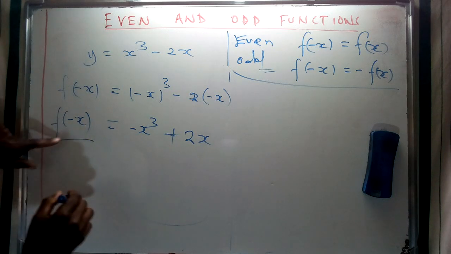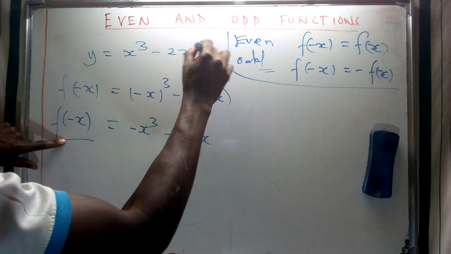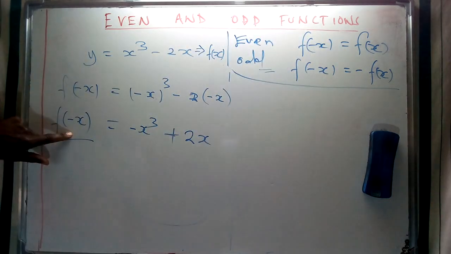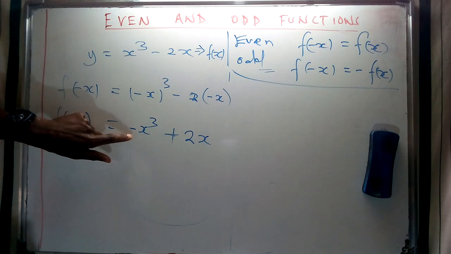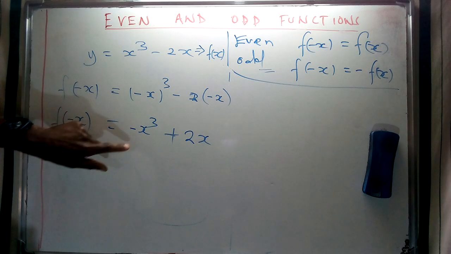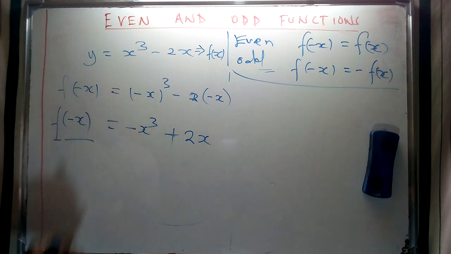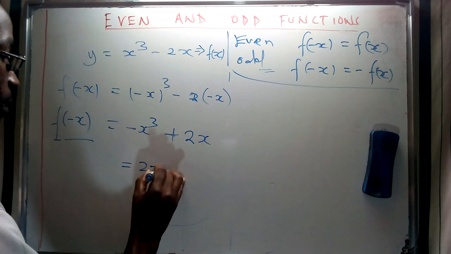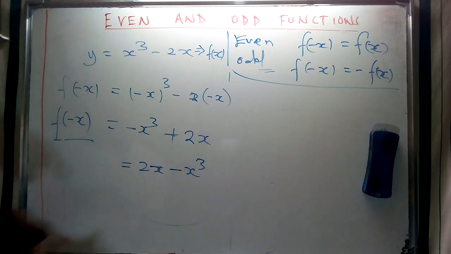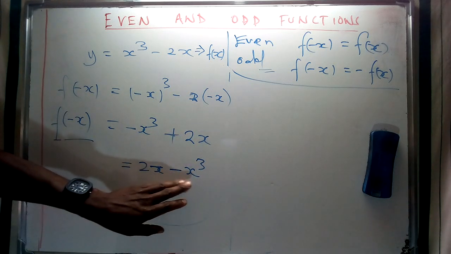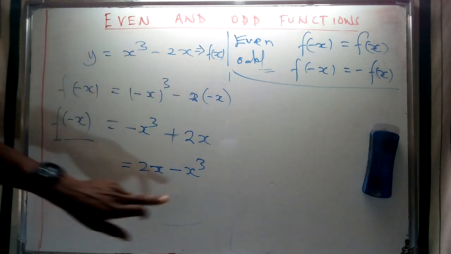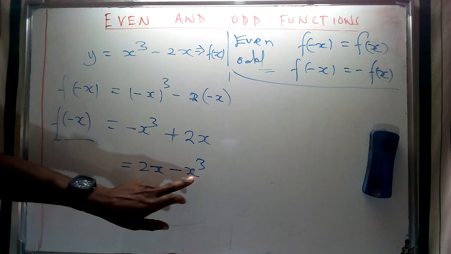If we try to compare this one for f(x) and f(-x) to ascertain whether it is even, this is going to create a difference, whereby we have a positive 2x minus x cubed. If we look at the value of x cubed in this particular case for f(x), it's positive, but for negative x it is going to be negative.